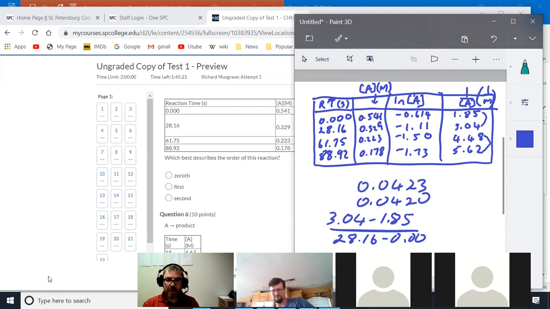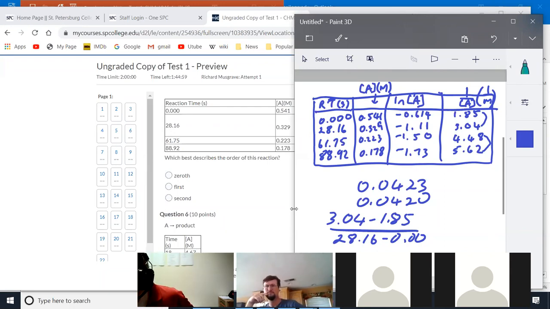Does anybody have any questions about this? Yes, just really quick, what were the numbers you plugged in to set up the slope for first order? I understood zero order and second order, but for first order, how would you set that one up?